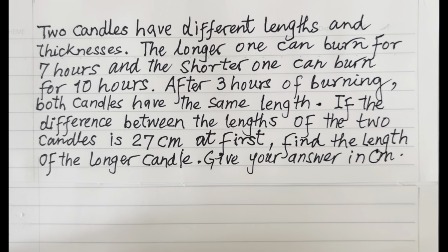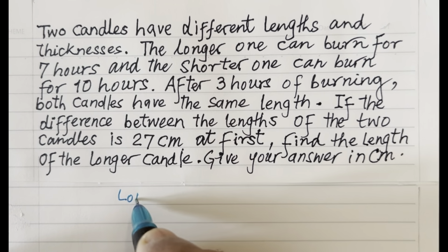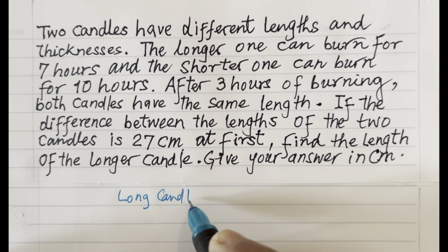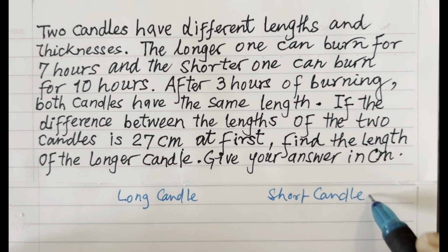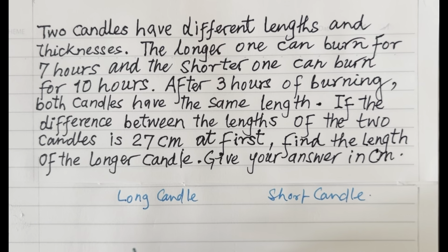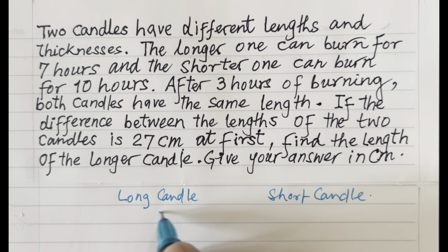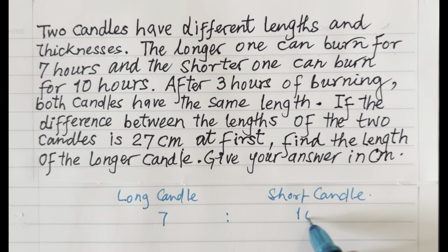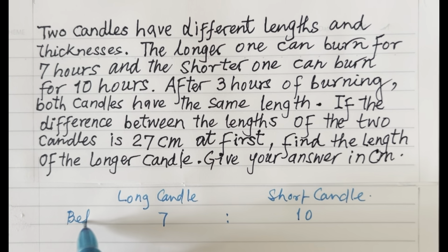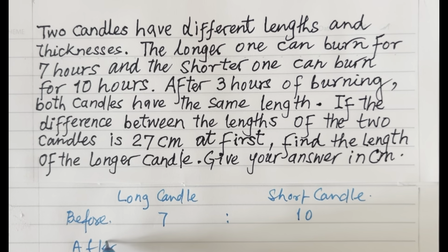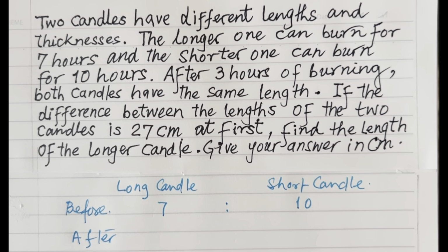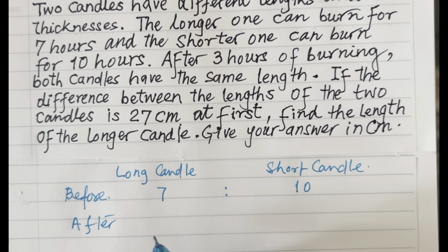Here we have two candles. One is a long candle and the other is a short candle. The ratio of their burning hours in the beginning is 7 to 10. This was before burning. And after 3 hours of burning, this ratio reduces to 4 to 7. Correct?